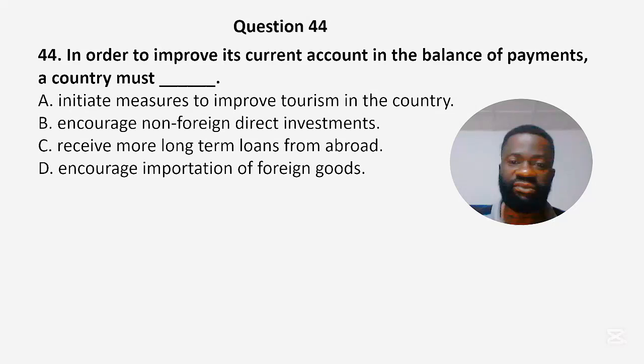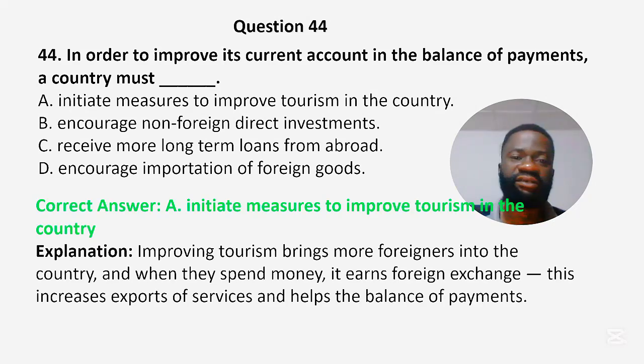The correct answer is A. In order to improve its current account in the balance of payment, a country must initiate measures to improve tourism in the country. Improving tourism brings more foreigners into the country, and when they spend money, it earns foreign exchange.